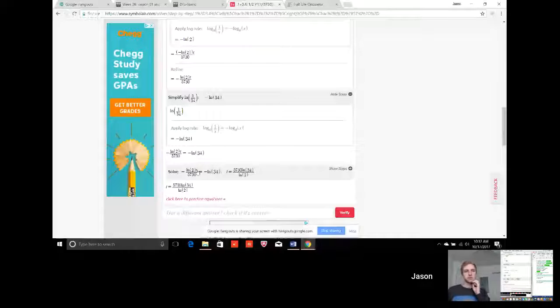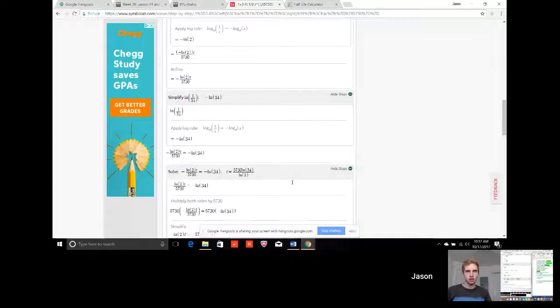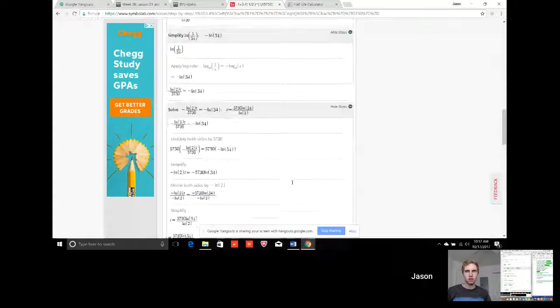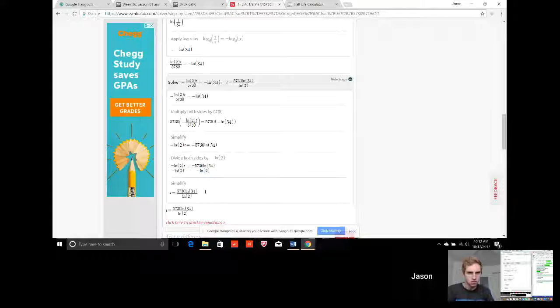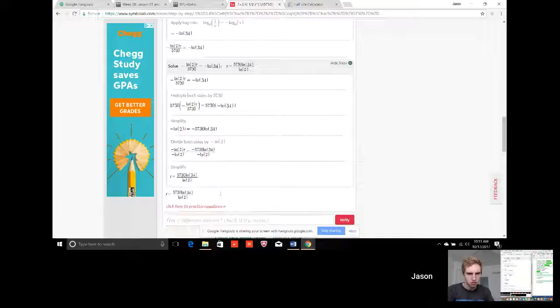And then somehow got t out of this. Oh, so they multiplied both sides by 5,730. That's how they did it. And then they just had to divide the -2 over. And then that cancels the negatives out. So that's how they did it. And that gets you the 5,730 natural log 34 over natural log 2.